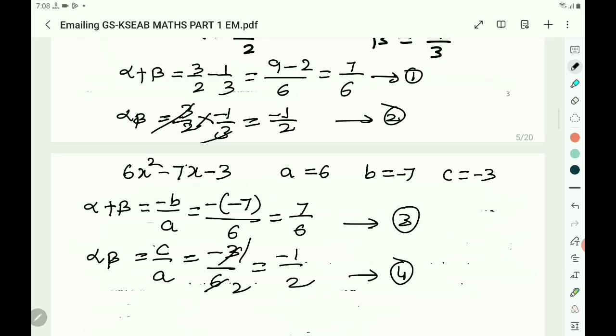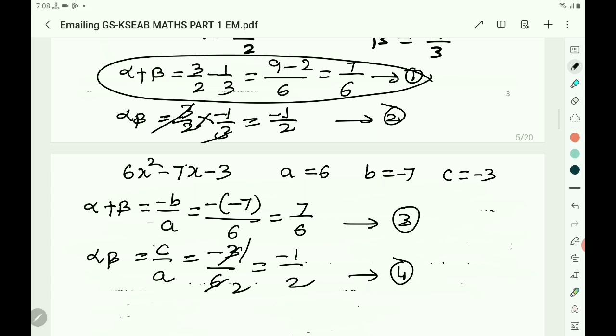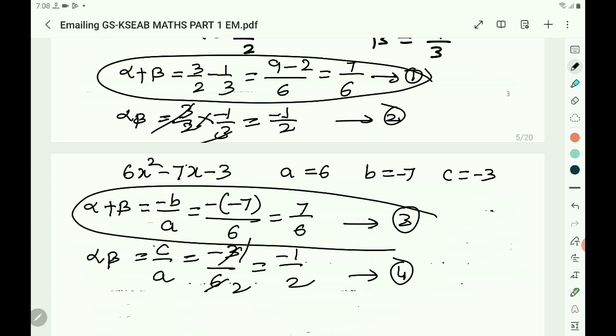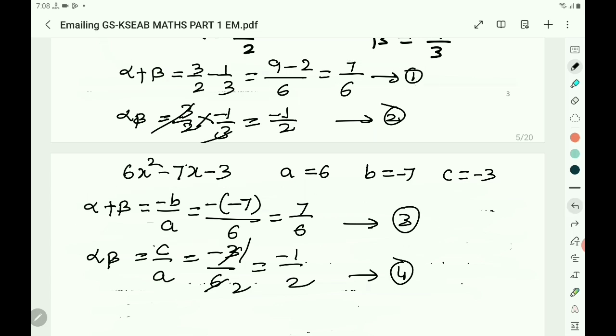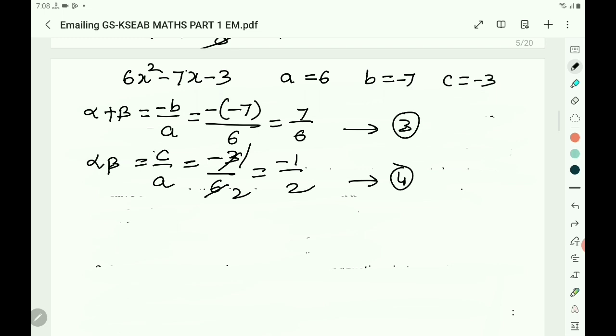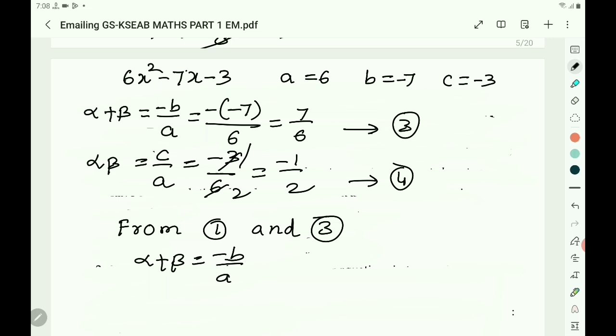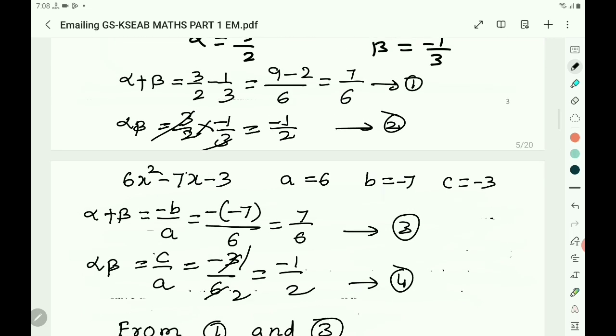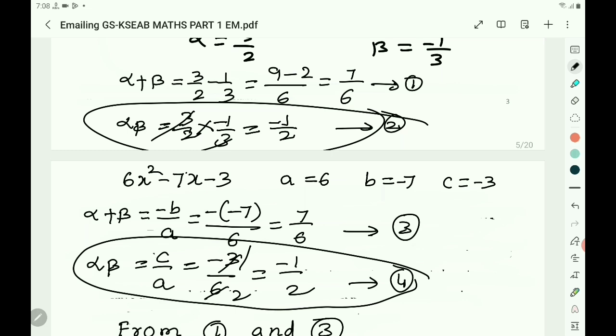Here you observe the first and third, alpha plus beta. You got the same. Therefore, you can write from first and third: alpha plus beta is equal to −b/a. And here you observe the second and fourth.